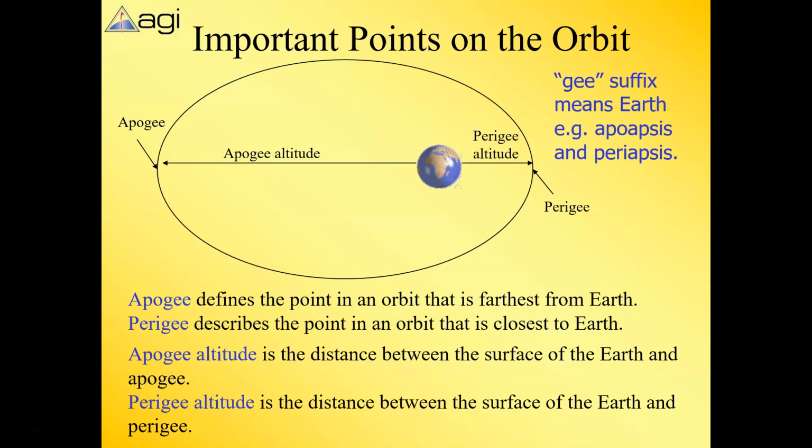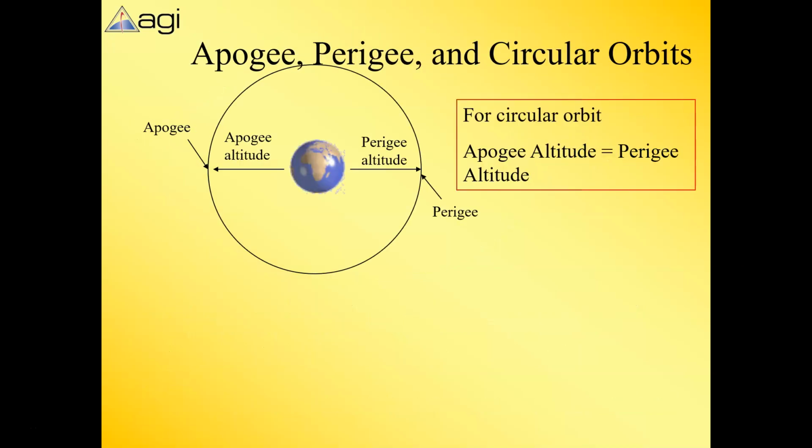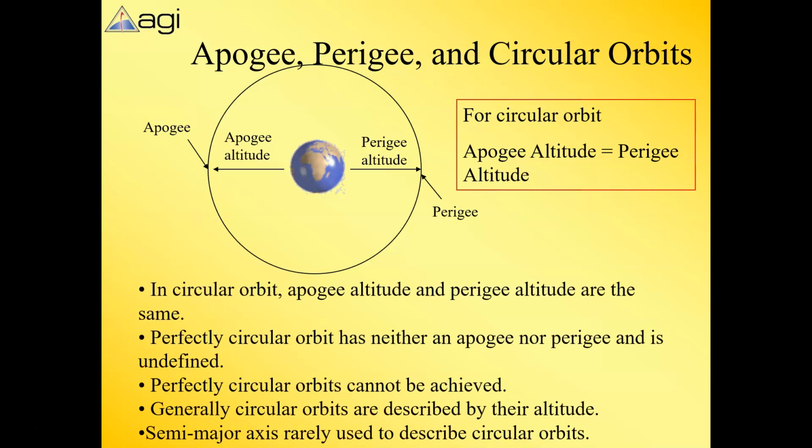So for example, if we were to talk about something orbiting the Sun, for example, the Earth, we would talk about its perihelion. Helio or helion is the suffix that tells you we're talking about an orbit around the Sun. The general terms are apoapsis and periapsis. And again, for the special case of a circular orbit, apogee and perigee are one and the same.